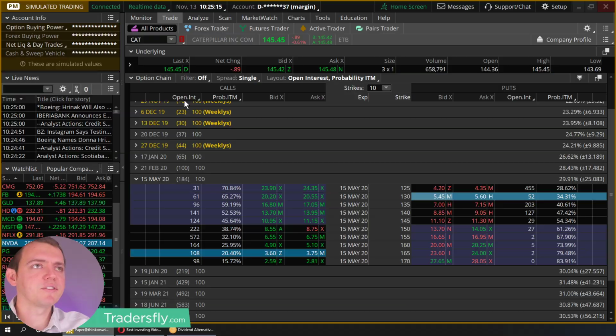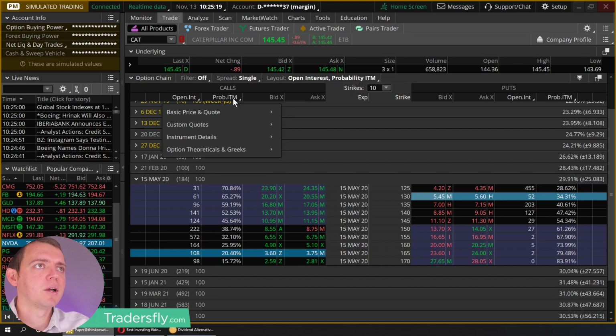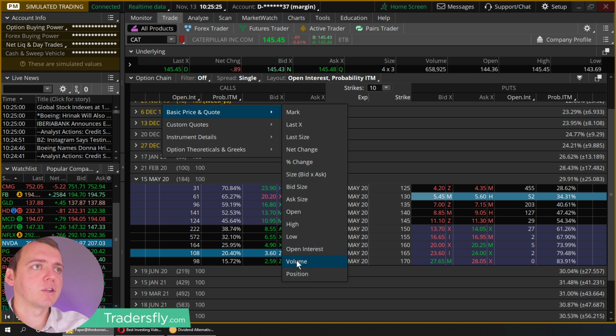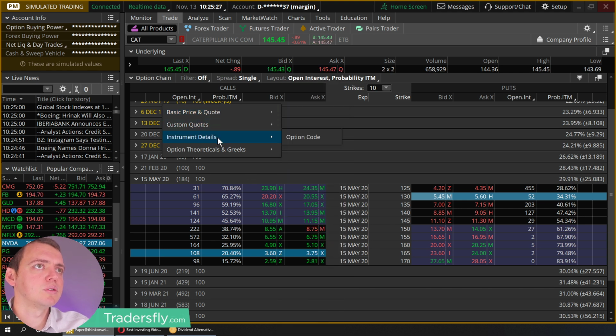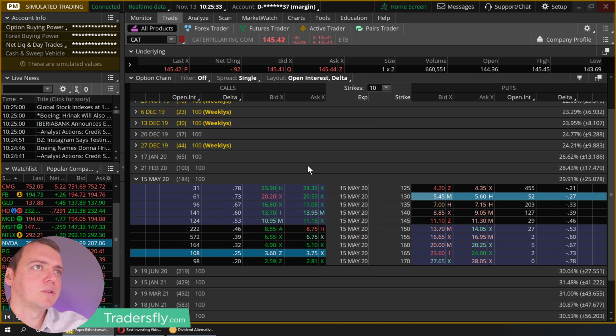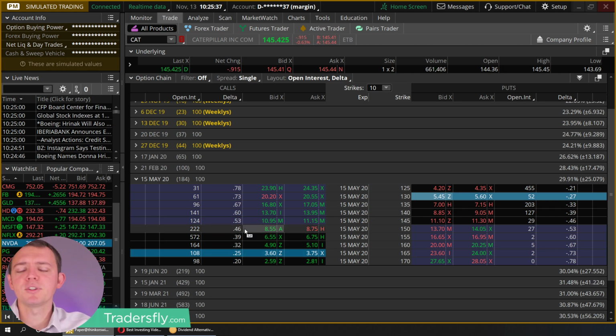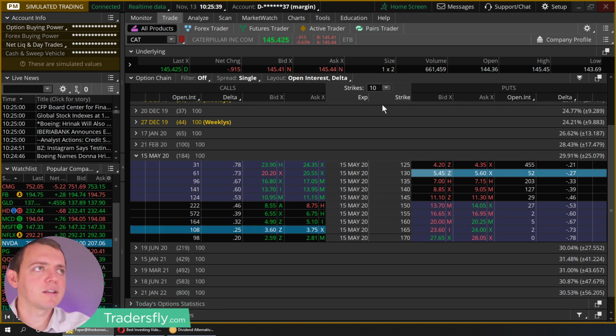There's also different kinds of things here on the columns. Right now I have probability in the money and open interest, but you could go ahead and change it to volume. You could change it to option codes, so if you want to see the option codes, you could do that. You could change it to the deltas. Some people like seeing it that way. So all those things, up to you. You could modify these a lot of times how you want.